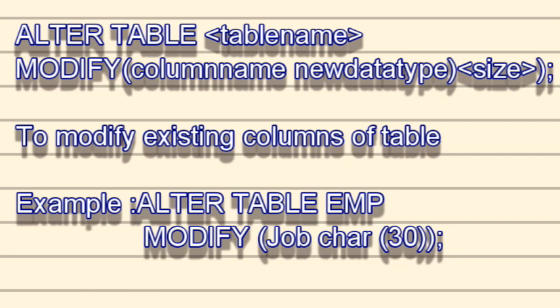Next is modifying a column with the help of the alter table command. To modify an existing column of a table, we also use the alter table command, but the expression changes. We write alter table, table name, then modify, column name, new data type, and the new size. Let us take the example: alter table employee modify job char of 30. The new data type will be character, and it will be of size 30. This way we are altering the columns already present in the database with the help of the add as well as the modify parts available in the alter command.